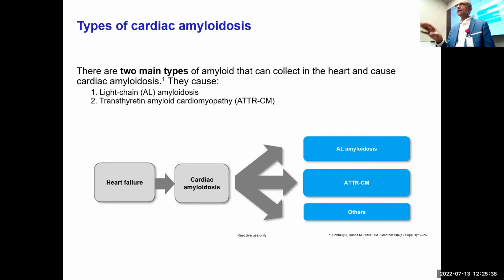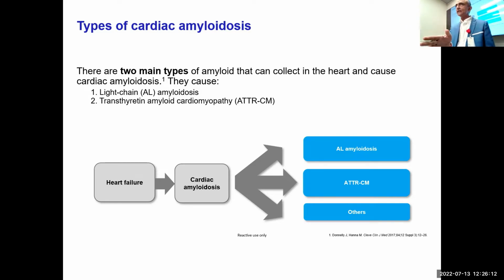AL amyloid occurs due to essentially multiple myeloma. So remember, multiple myeloma is a blood dyscrasia. It's a cancer of the B cells, which have proliferated, and they're producing abnormal amounts of antibodies that are often dysfunctional. And those dysfunctional antibodies, as I said, are dysmorphic. They start to clump together, and as they clump together, they start depositing into various organs, including the heart, and cause cardiac amyloid from AL amyloid.